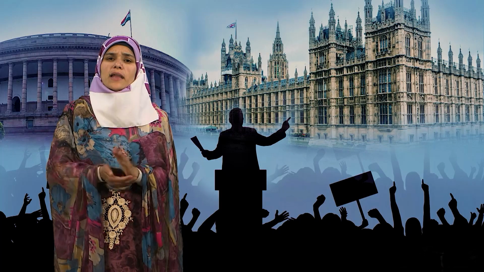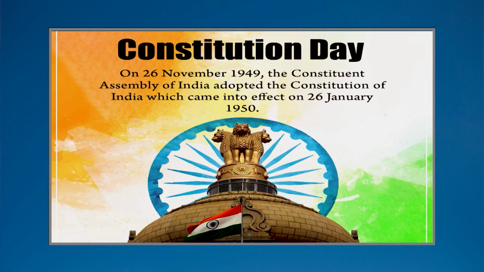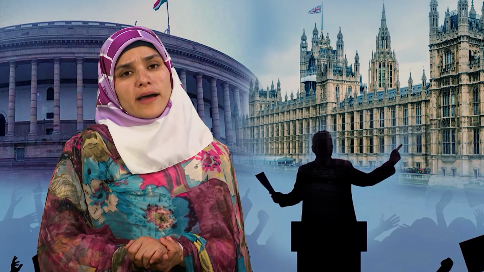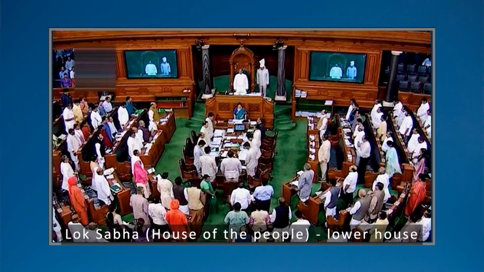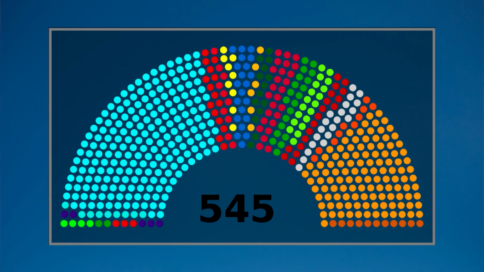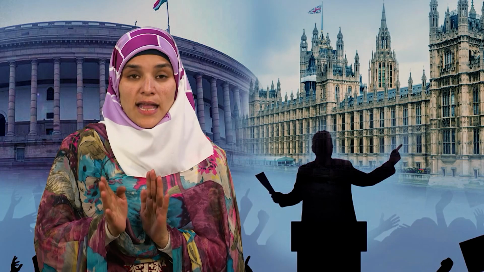After independence, India took nearly 2.5 years to make its constitution. That came into force in January 1950. It provides a federal union of states. The bicameral system of parliament consists of Lok Sabha, which is also known as the House of People, or you can call it the lower house, and Rajya Sabha, which is also called Council of States, or you can call it the upper house. The Lok Sabha consists of 545 members. All these members are directly elected on the basis of universal adult suffrage, which starts from the age of 18.